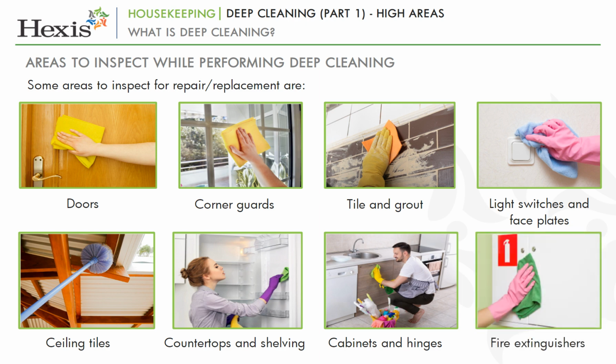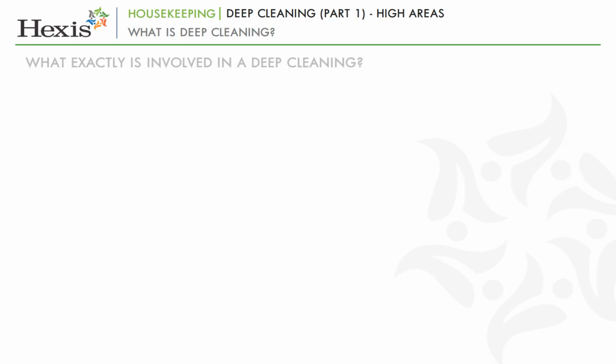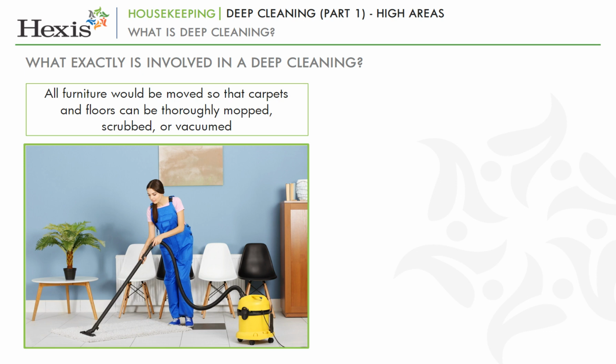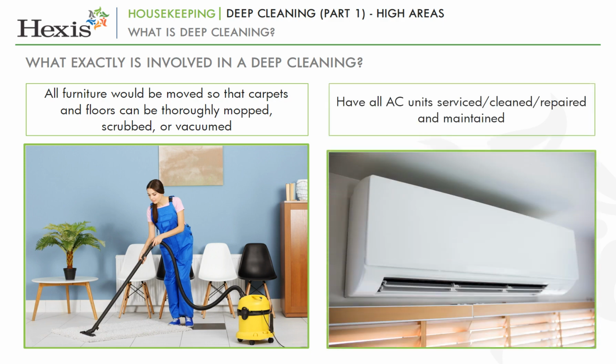And don't forget how much fresher everything looks with new caulking and a new coat of paint on the walls to give new aesthetic life and spruce up the facility. What exactly is involved in a deep cleaning? All furniture would be moved so that carpets and floors can be thoroughly mopped, scrubbed or vacuumed. Have all AC units serviced or cleaned or repaired and maintained.